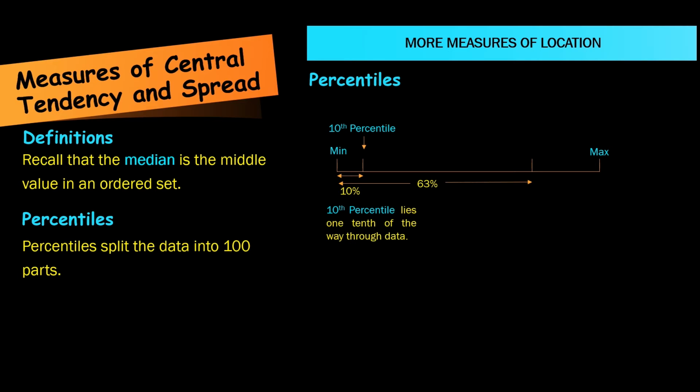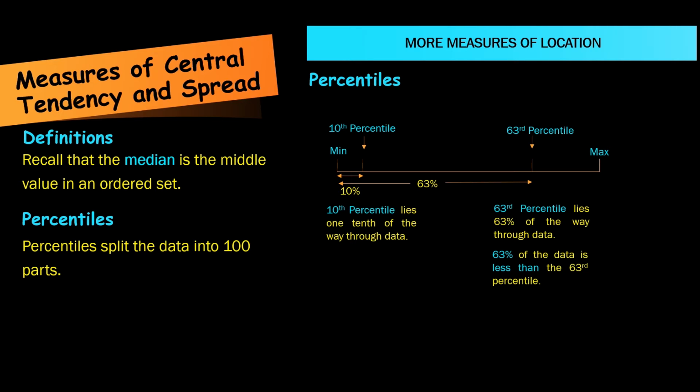And 63% of the way along, we have the 63rd percentile. This lies 63% of the way through the data. So 63% of the data is less than the 63rd percentile, and 37% of the data is greater than the 63rd percentile.